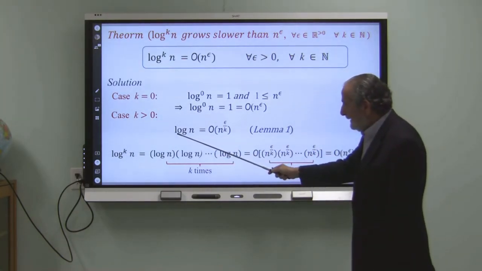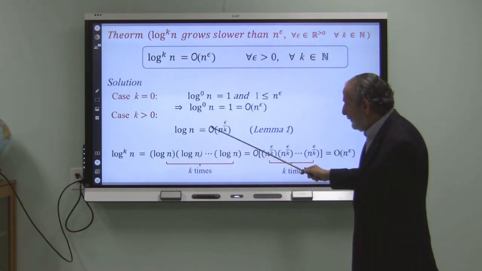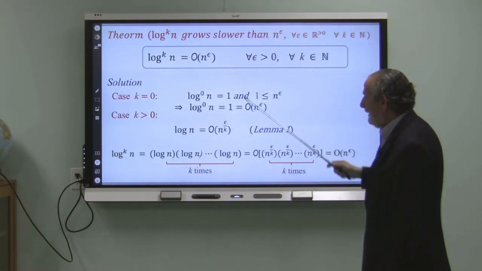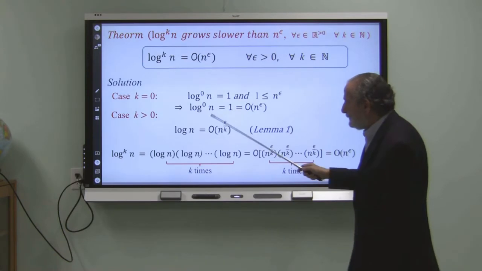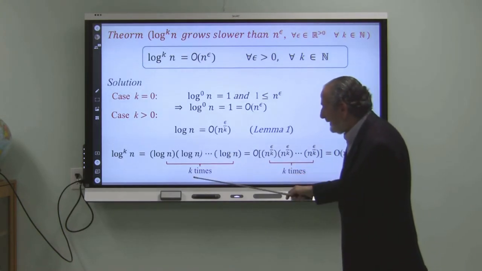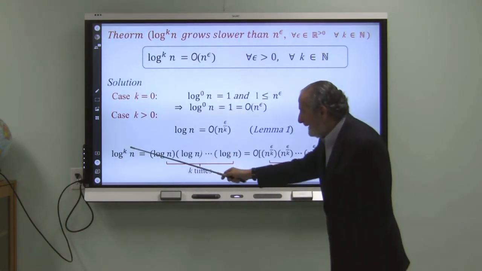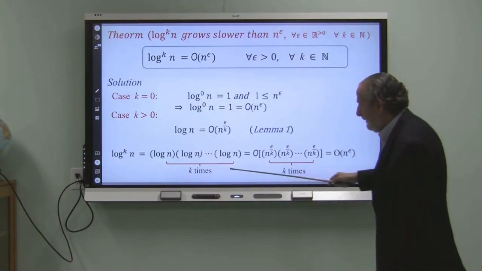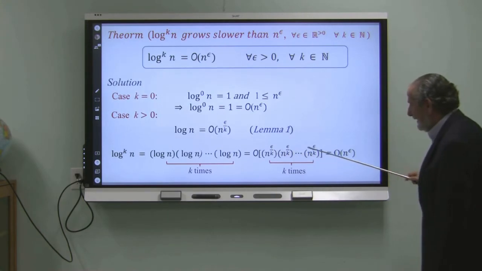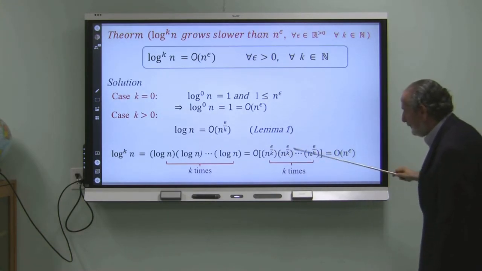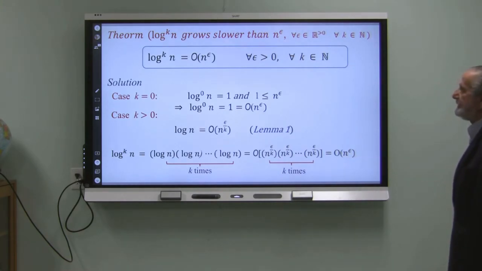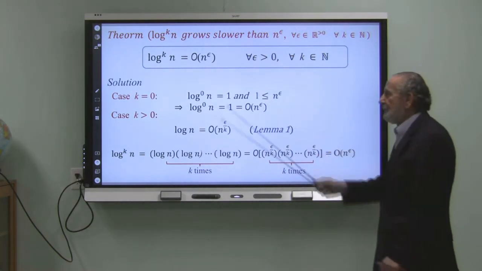When k is positive, here's the trick. I'm going to write log n is big O n to the power epsilon over k. That's using the lemma I just mentioned earlier. Why am I doing this? Because I'm going to multiply log n by itself k times. Log to the power k n is log n times log n times log n, that's k times. So when you multiply this k times, it gives you n to the power epsilon, big O n to the power epsilon. So very important to remember this theorem.